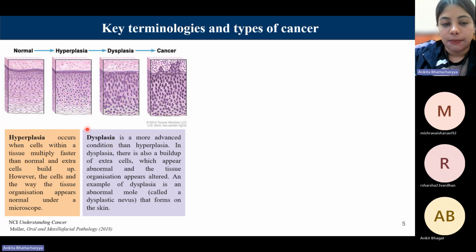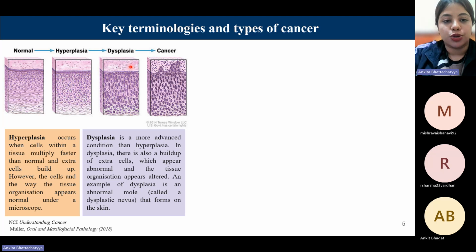The next substage is known as dysplasia, which is a lot more advanced. In dysplasia, you are seeing that there is a buildup of extra cells as well. But what is different is that they appear abnormal and the tissue organization is completely lost. So here you can see in the normal cell, there is a difference between the different sublayers within the tissue. There are one type of cells which are closer to the surface, some which are in the middle, and some which are closer towards the cortex. They're arranged differently, and that is necessary for the tissue to function and to stay in a normal condition.